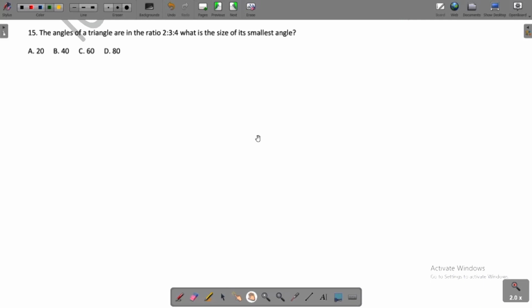To solve this, first, let's put it this way. The angles of a triangle are in the ratio 2 3 4. The first is that you need to understand that the total angle of a triangle is what? 180 degrees. If you add the three angles in the triangle together, you have 180 degrees. And that's the first.